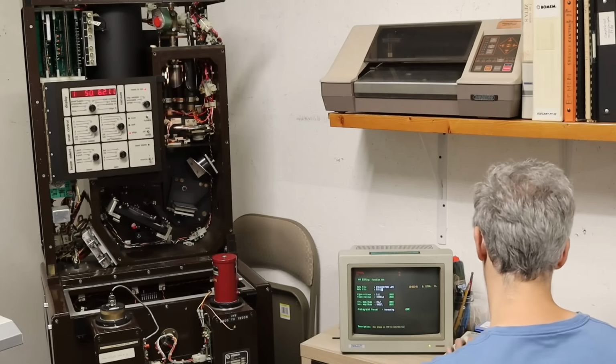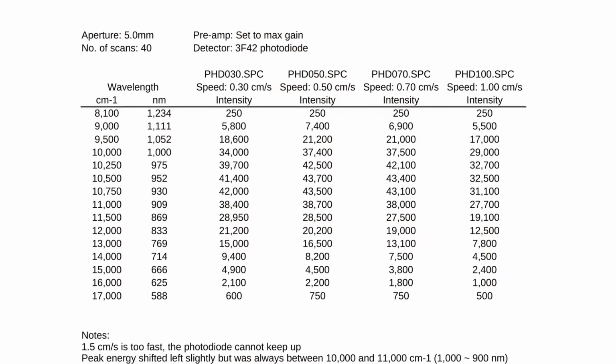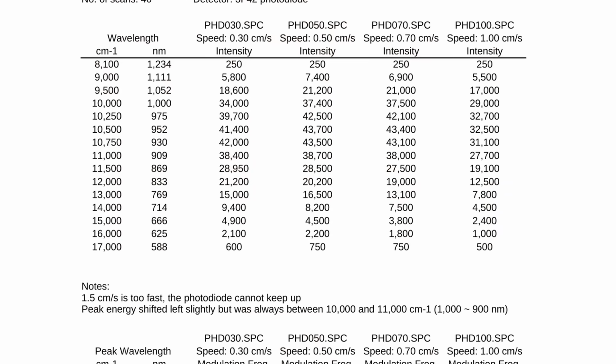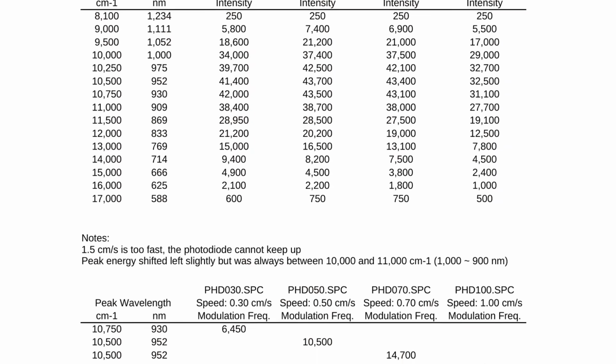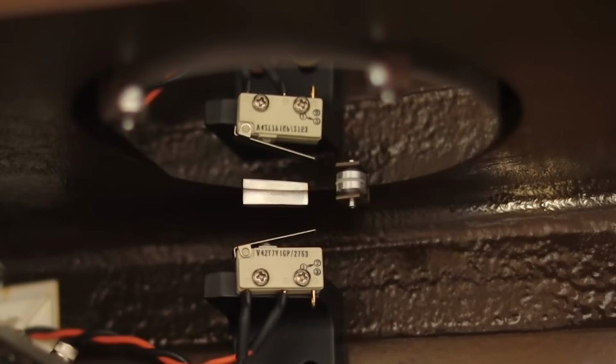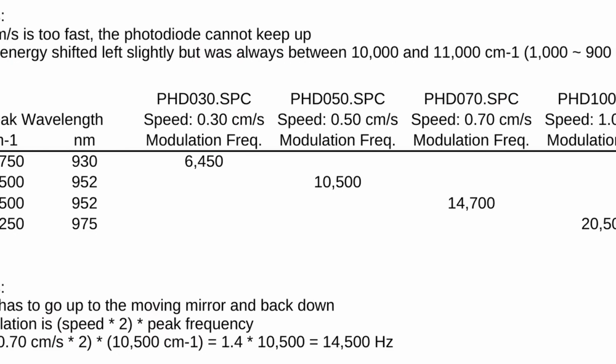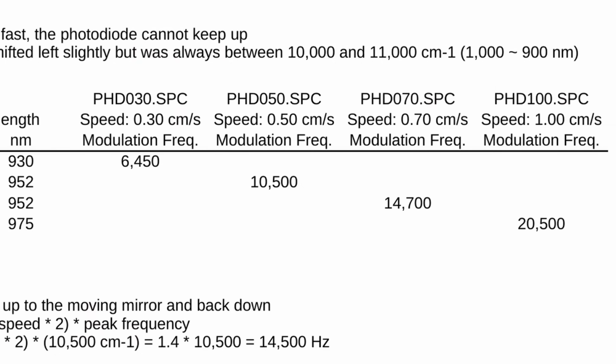Oh, I love a good spreadsheet, man. I spent most of yesterday taking a bunch of measurements and putting them all into this singular spreadsheet here. The goal was to try and figure out what the frequency modulation limit of this photodiode was. So I can do that by moving the moving mirror at different speeds. And I took measurements at 0.3 centimeters per second, 0.5, 0.7, 1.0, and 1.5. And we found that limit, because at 1.5 centimeters per second, it's dead. The photodiode simply can't keep up.